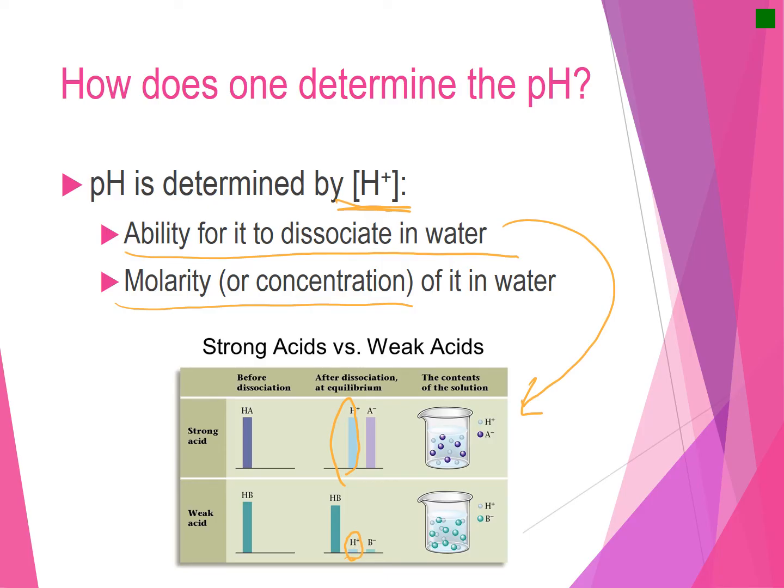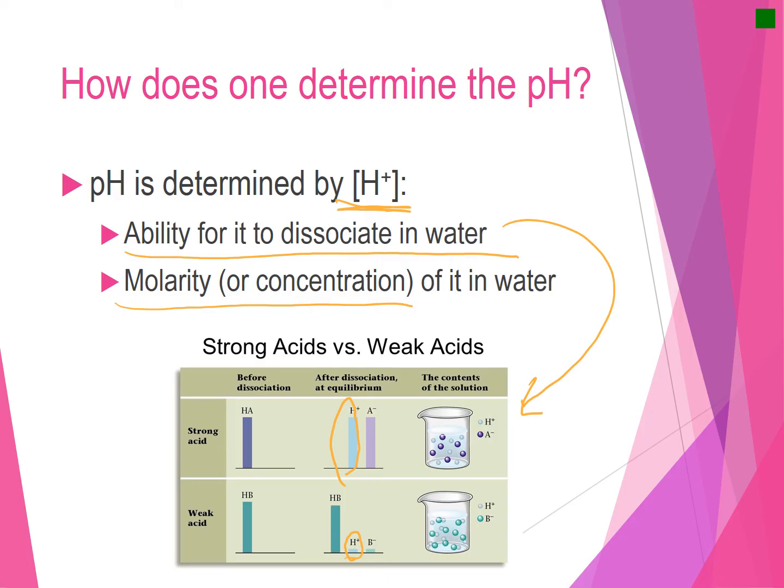If you have a higher concentration, even if it's a weak acid, it can do more damage than, let's say, you have a 3 molar of a weak acid, and then you have a 0.0000000000001 molar of a strong acid. Obviously, the 3 molar is probably going to be stronger than that very dilute molar of the strong acid.